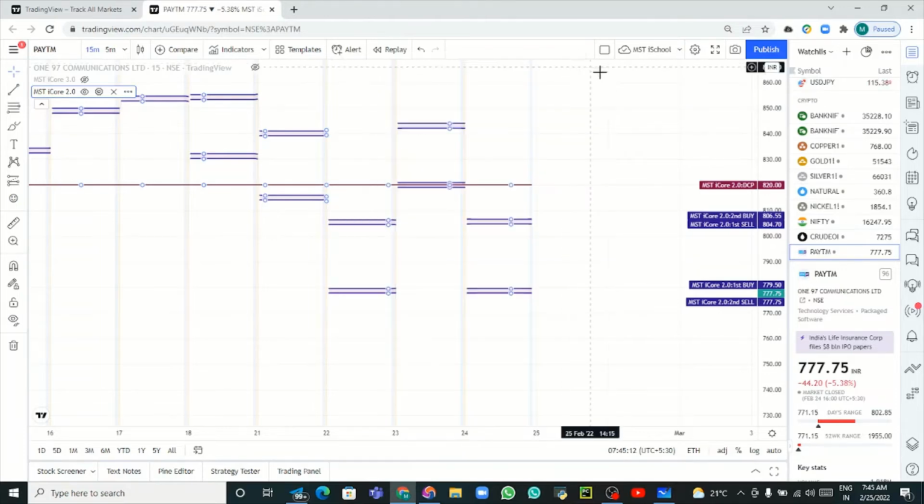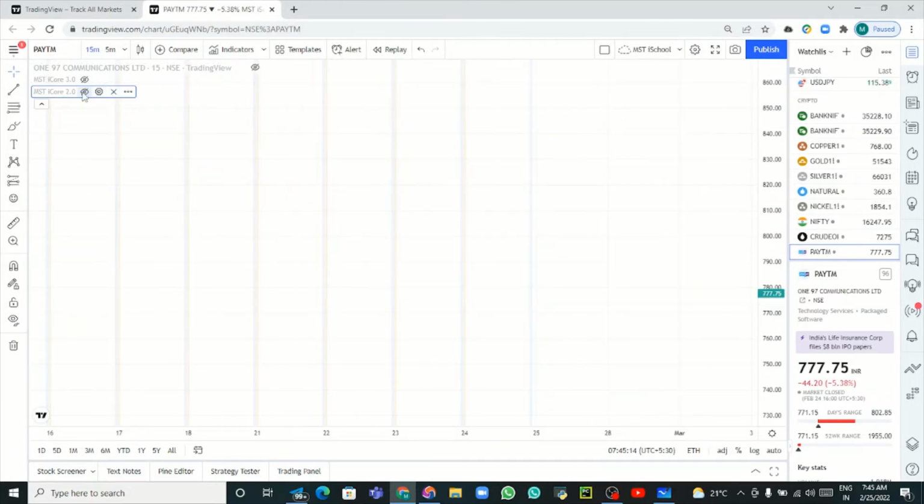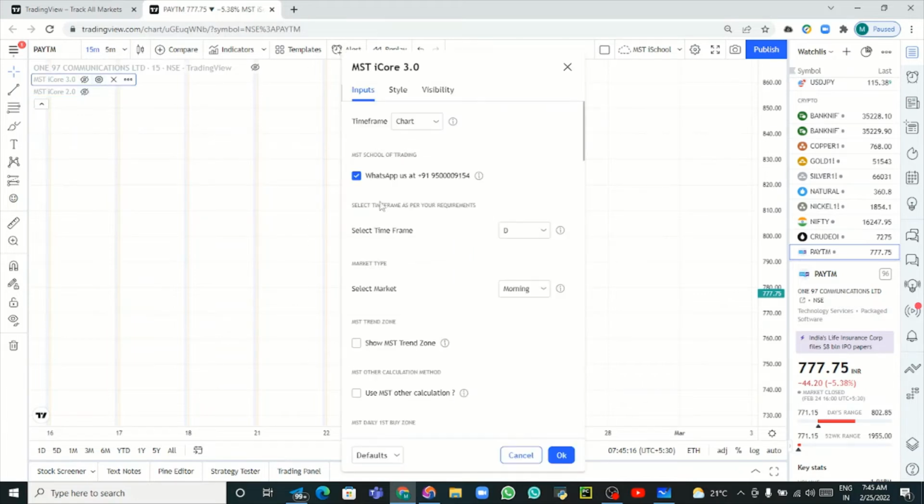Now what are the extra options we have in the MST 3.0? See, the same things: chart available, contact number available and time frame available.